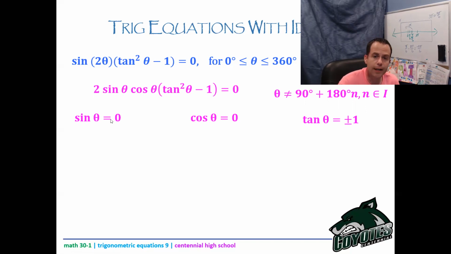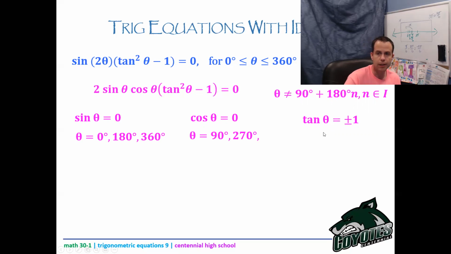So if sine of theta is 0, that's going to be 0, 180, and 360. If cos of theta is 0, that's 90 and 270. And then for tan squared theta equals 1, I took the square root of it right away, so that's why it says plus or minus 1. Remember, it was tan squared. So tan of theta equals plus or minus 1, and that is all my 45 degrees in every quadrant. So that'd be 45, 135, 225, and 315.